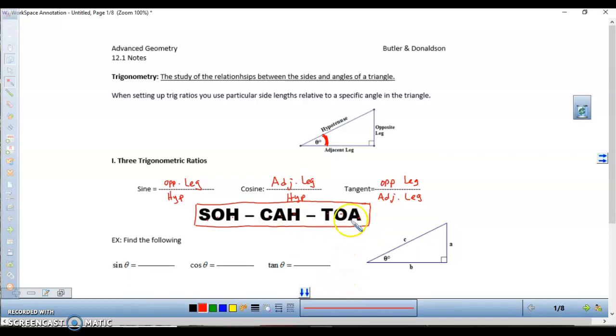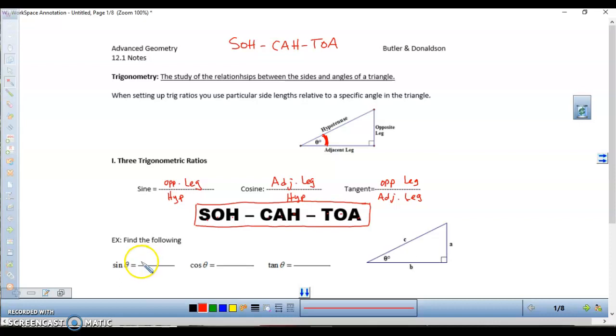So the very first thing that you should do in any assessment throughout the unit is, at the top of your paper, write SOHCAHTOA. Then when I look at a problem that asks, what's the sine of this? I'm like, oh, sine is opposite over hypotenuse, and it's easy enough. So let's look at how we'd apply that.